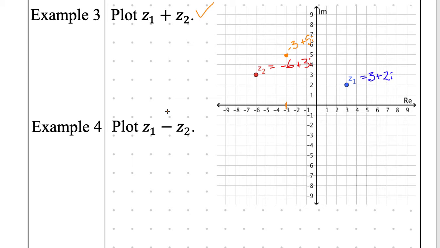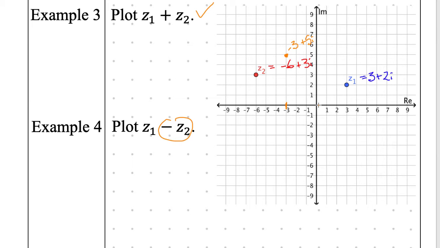This is a little bit harder, but essentially it boils down to take the negative of Z2. What is the negative of Z2? That's the equivalent of rotating this Z2 180 degrees around the origin, which is right there. And if you can see where that is visually, that is super awesome because that's the trick.